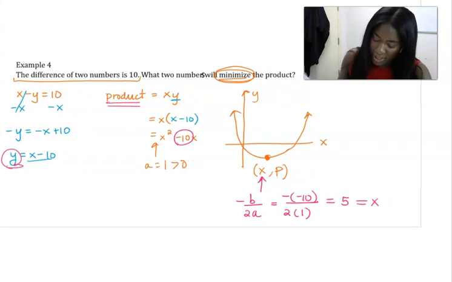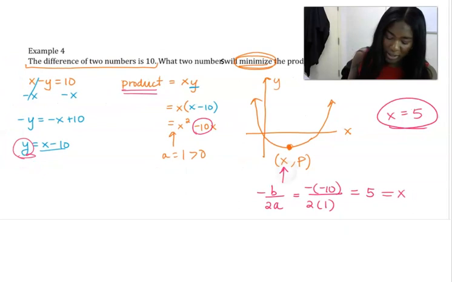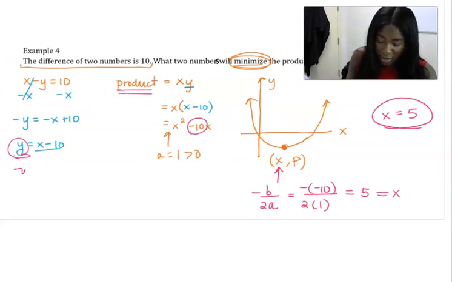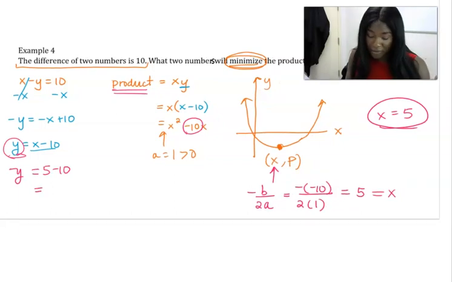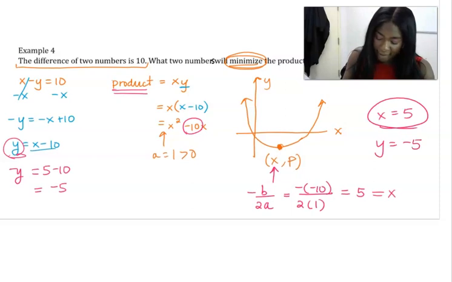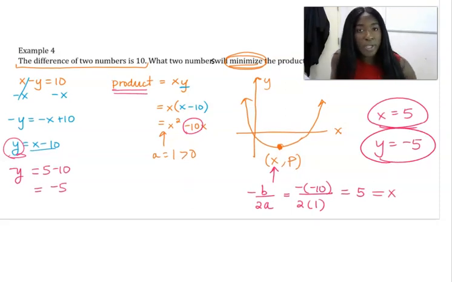And now that we know what x is, we can go and find y, because we know that y is equal to x minus 10. And so y is equal to 5 minus 10. I plugged in 5 for x. And I get that y is equal to a negative 5. And so now we have both of the numbers that we were looking for. Those are the two numbers that will minimize the product.